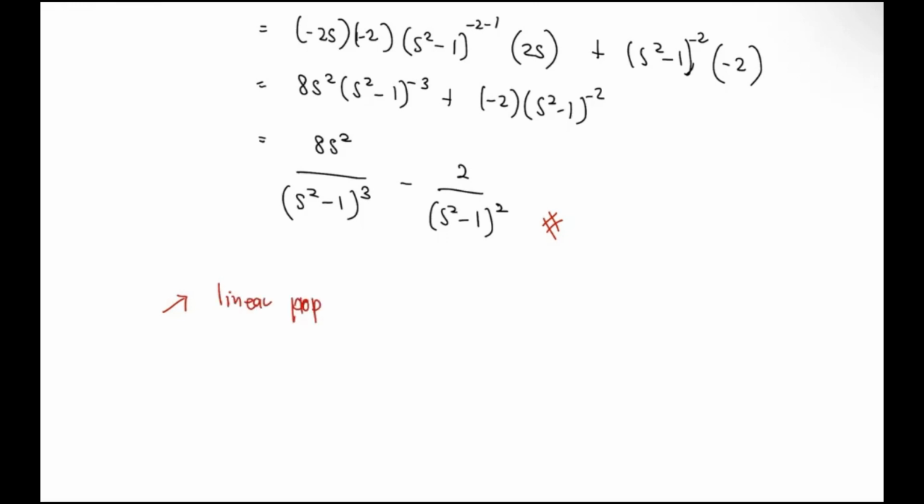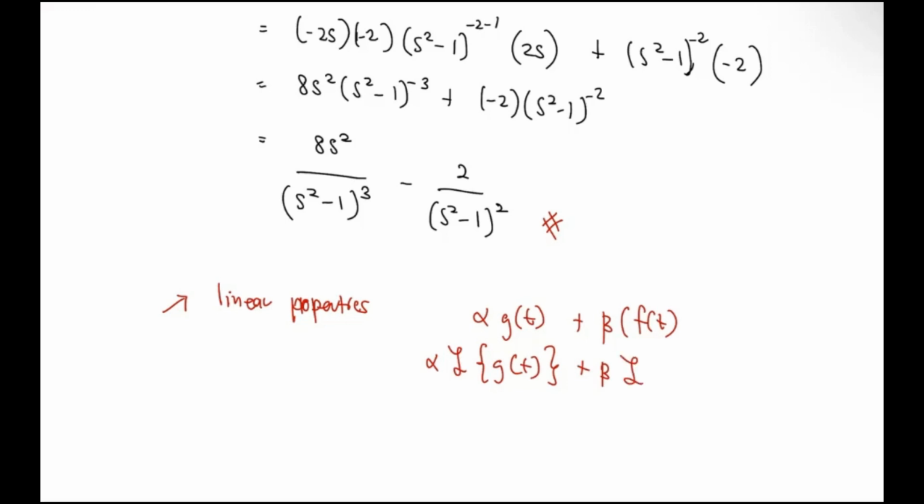Linear properties. Linear properties mean if you have a function alpha multiplied by some function g(t) plus beta multiplied by some function f(t), and you want to find the Laplace transform, then by using the linear properties you can find alpha Laplace of g(t) plus beta Laplace of f(t). So this is the linear property.